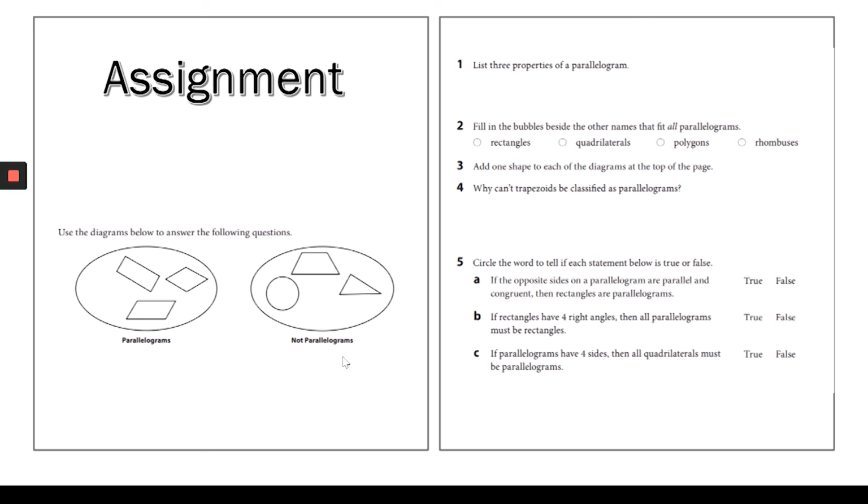If the opposite sides on a parallelogram are parallel and congruent, then rectangles are parallelograms, true or false. If rectangles have 4 right angles, then all parallelograms must be rectangles, true or false. C, if parallelograms have 4 sides, then all quadrilaterals must be parallelograms. True or false? Again, connect with your teacher on how they want you to turn this in. I will give you a moment to copy this assignment down.